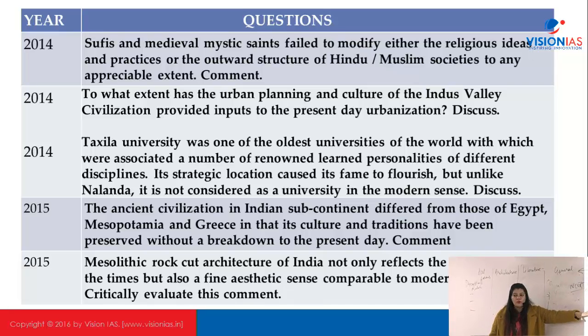Right? Similarly, in 2015, there was again an open-ended question. Just read the question. The ancient civilization in Indian subcontinent differed from that of Egypt, Mesopotamia, and Greece in that its culture and traditions have been preserved without a breakdown to the present day. What is the question asking? The question is asking that there has been a continuity in Indian culture and traditions unlike Mesopotamia and Greece. Why? How can you say?